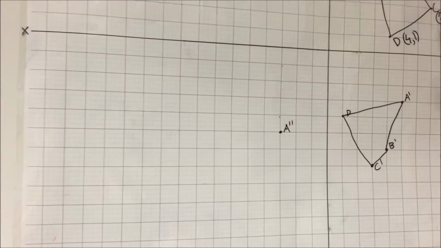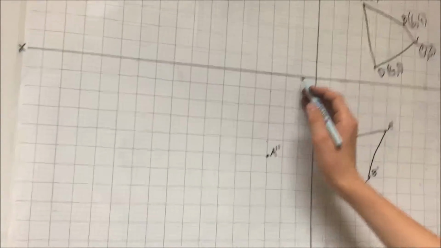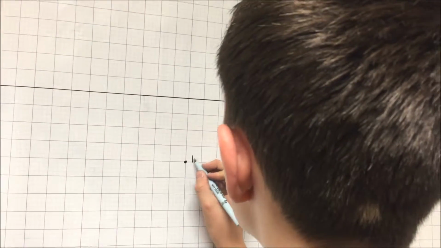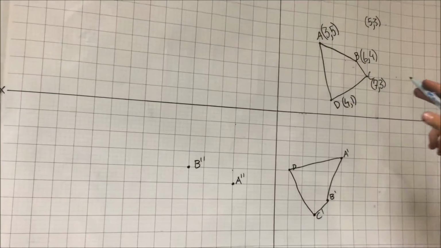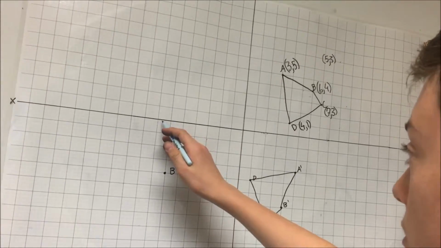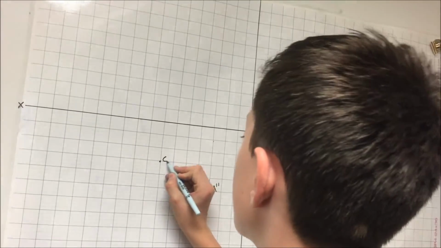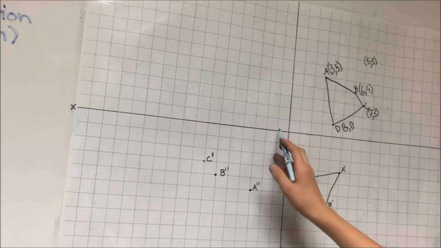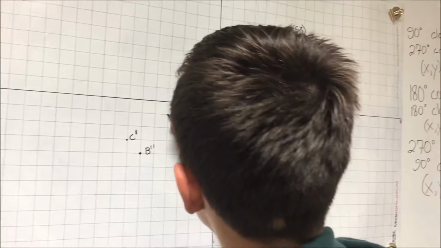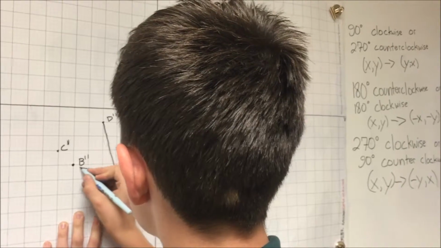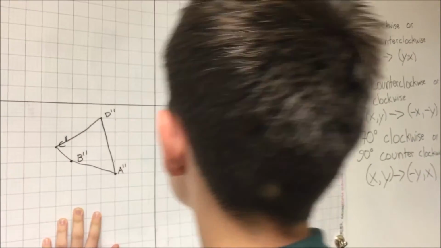And then we have B, so we just make them negative, negative 6, negative 4. That is going to be our B double prime. Then we have C, 7, 3. It's going to be negative 7, 3. That is going to be our C double prime. And then we have D, which is going to be negative 4, negative 1. And that's going to be our D double prime. And now we have rotated this shape 180 degrees clockwise or counterclockwise.